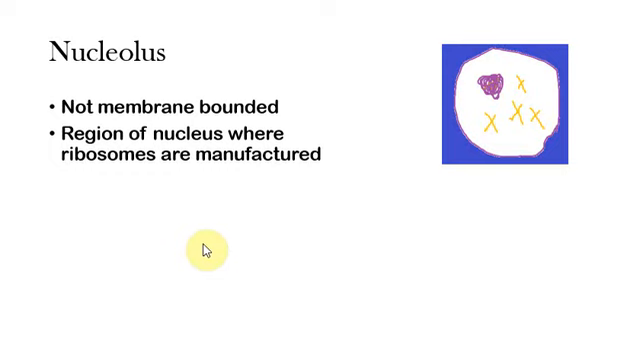Lastly, we have what's called the nucleolus, and some cells actually have more than one nucleolus. They'll have several nucleoli, and it just depends on the type of cell and its stage in life. But the nucleolus is actually not membrane bounded, so it's not always considered an organelle. But essentially, it's a region of the nucleus, and it's where ribosomes are actually manufactured. So we've been talking about ribosomes in the last couple of videos. This is where they begin.